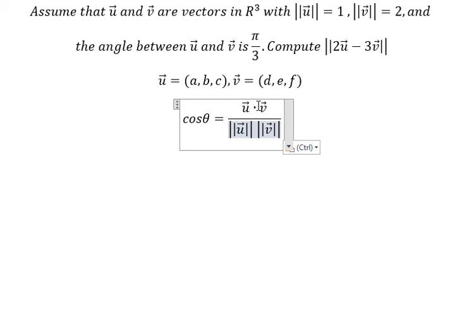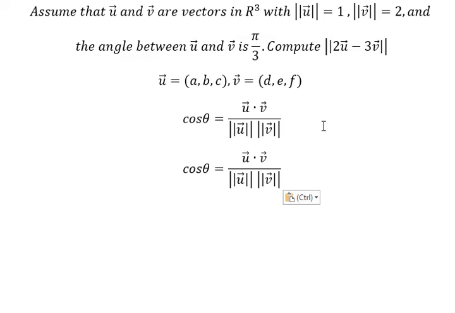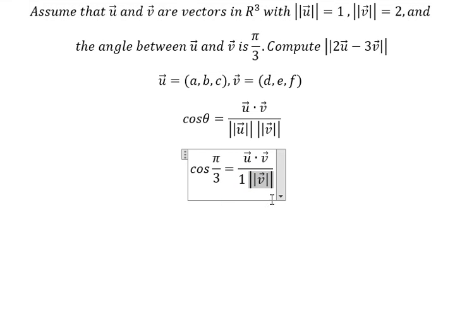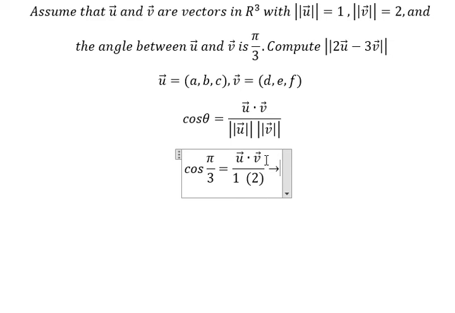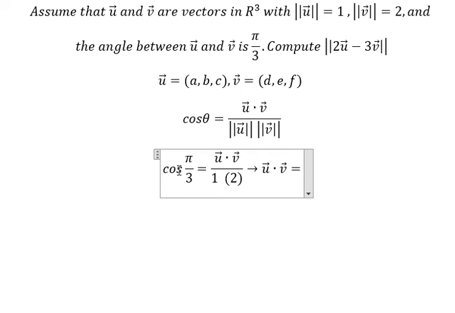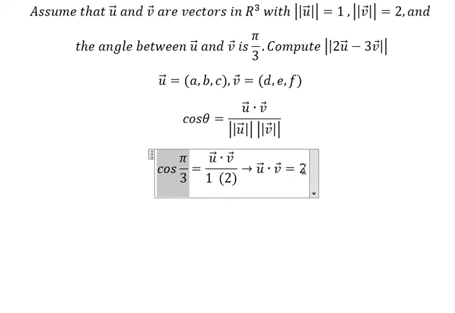Now we need to find this one here. So we put π over 3 here, and this one we have 1, this one we have 2. And now we can find the dot product between u and v. That should be 2 multiplied by cosine π over 3.